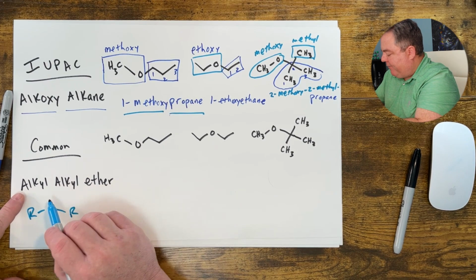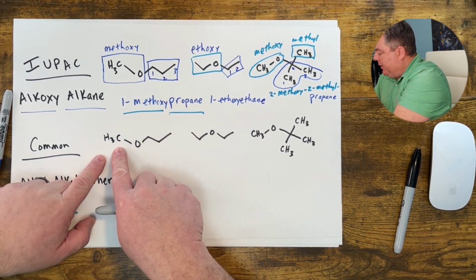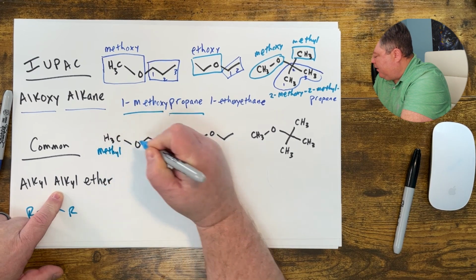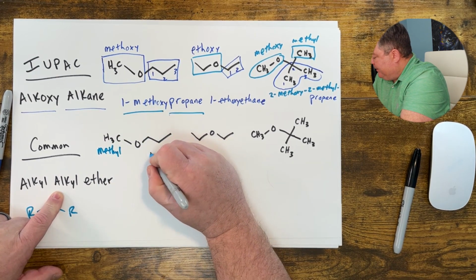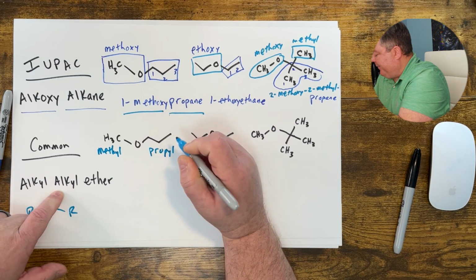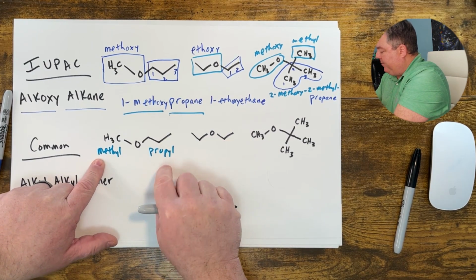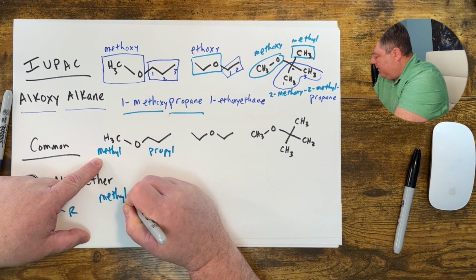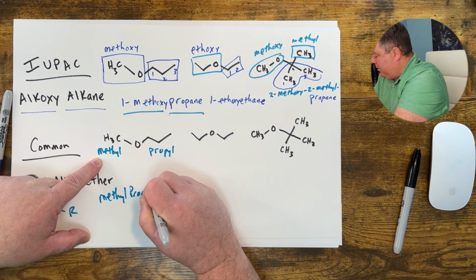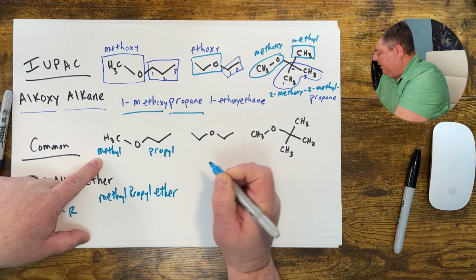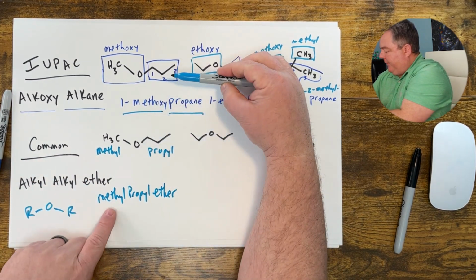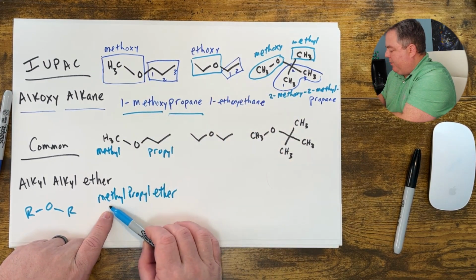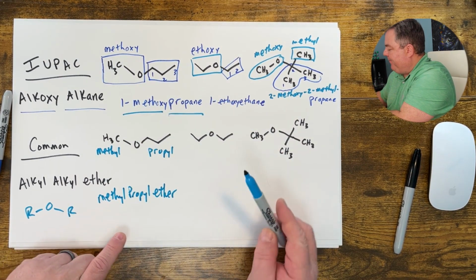And these are in alphabetical order. So we look at the 2 groups we have. We have a methyl on this side, and we have 1, 2, 3 carbons, so a propyl on this side. Alphabetically, methyl comes before propyl. So this is called methyl propyl ether. That's the same as methoxypropane, IUPAC. We would call it methyl propyl ether common name.